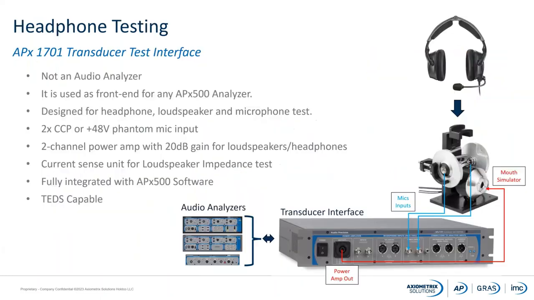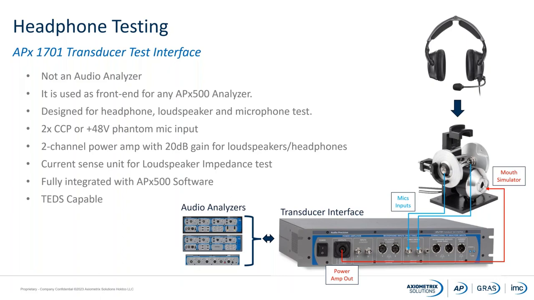So before releasing the APx517, the analyzer that I'm going to be using today, the typical setup that we were recommending or using for performing electroacoustic measurements with our analyzers was by using a device called the APx1701 transducer test interface. It's a device you see down here. So this device is not an audio analyzer, but it's meant to be used together with an audio analyzer, like in the setup you see down here.